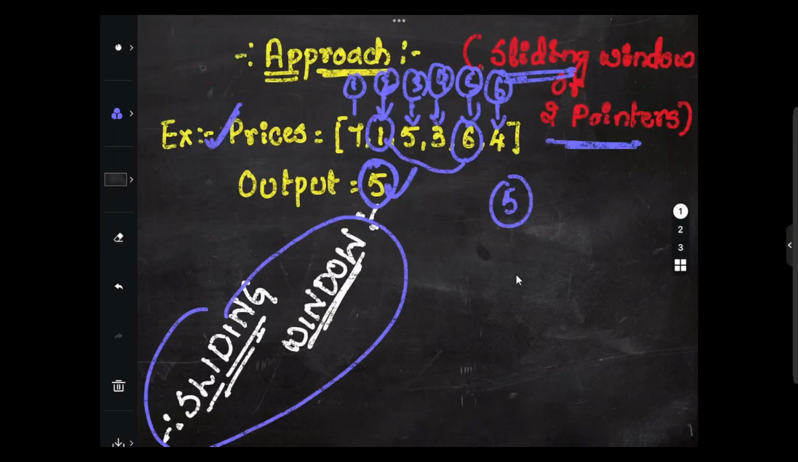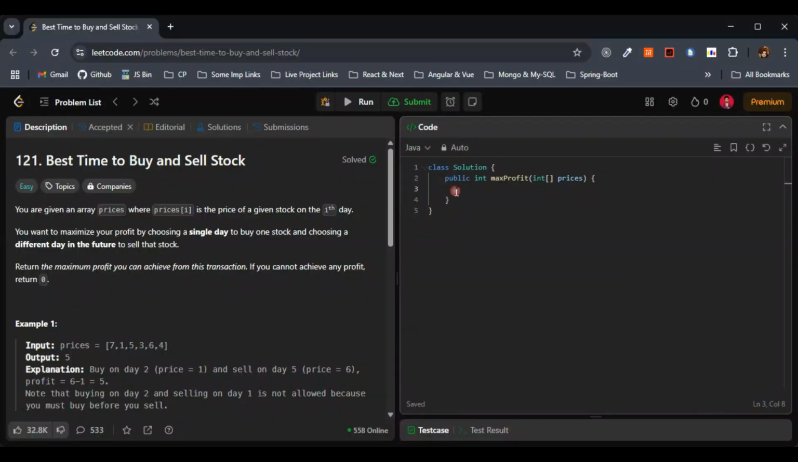Now we are completely familiar with the approach as well as the edge cases. As we are familiar with the edge cases and approach, it will be easier to write the code. Now let's start writing the code.